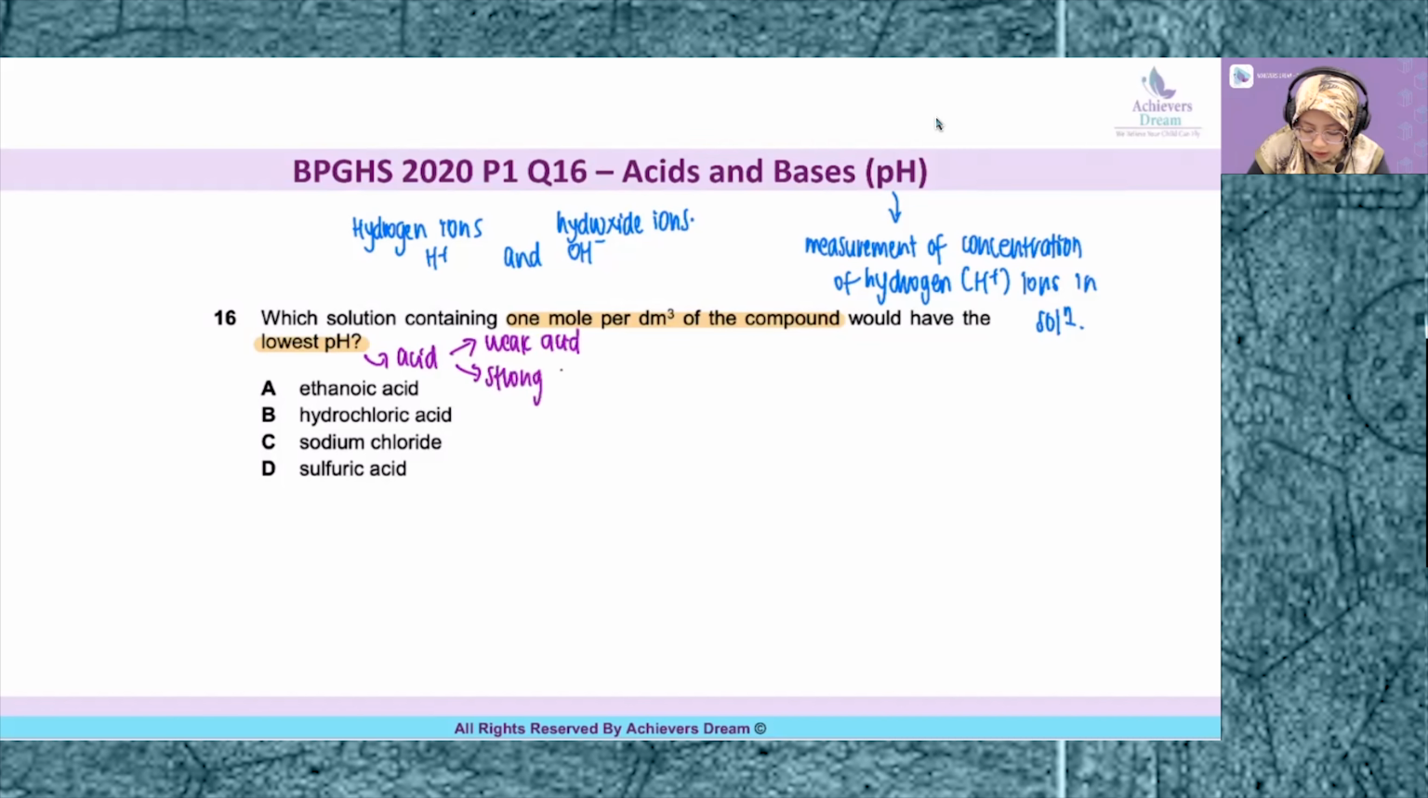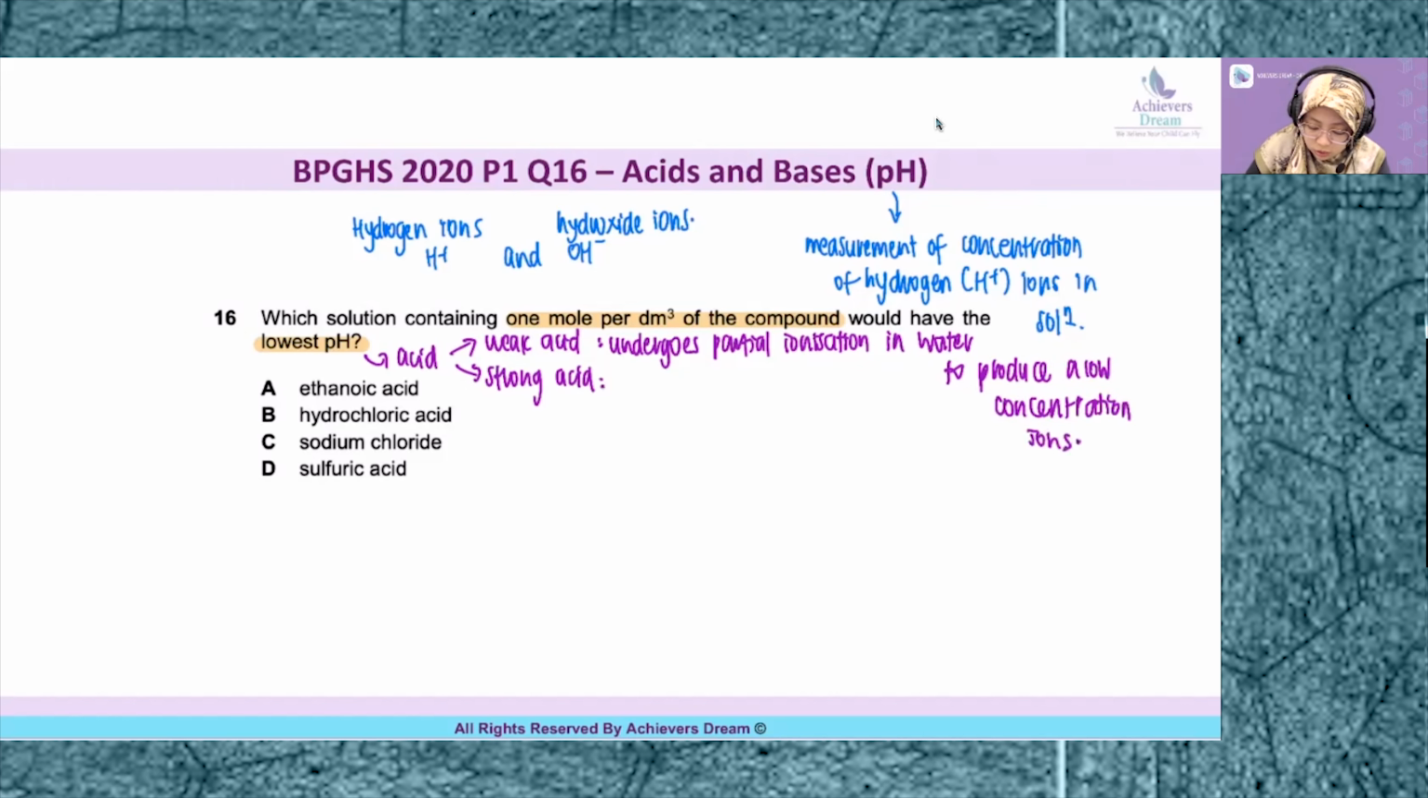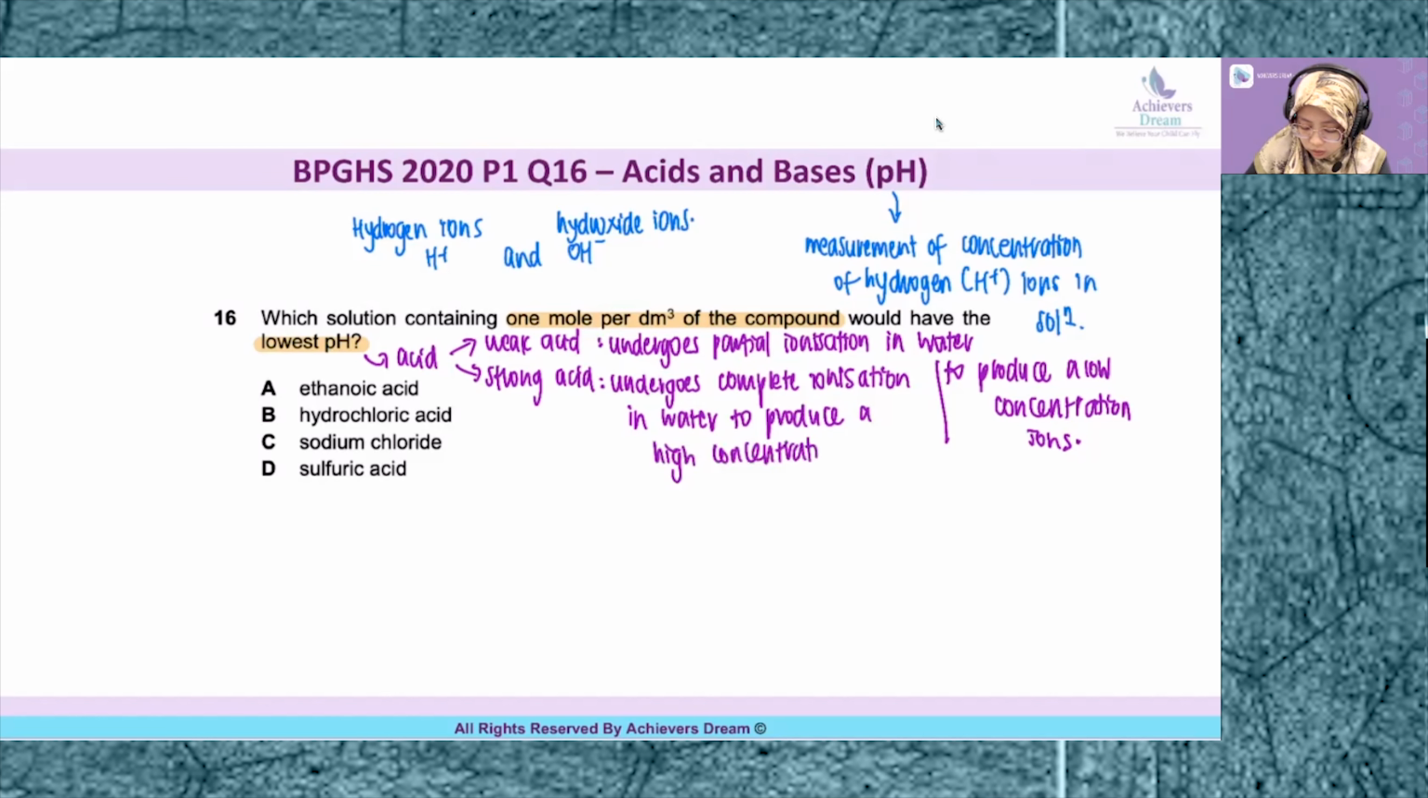What is the difference? A weak acid undergoes partial ionization in water to produce a low concentration of hydrogen ions, whereas a strong acid undergoes complete ionization in water to produce a high concentration of hydrogen ions. Okay, so let's take a look at the options.